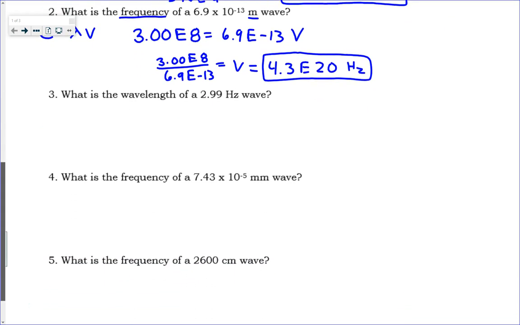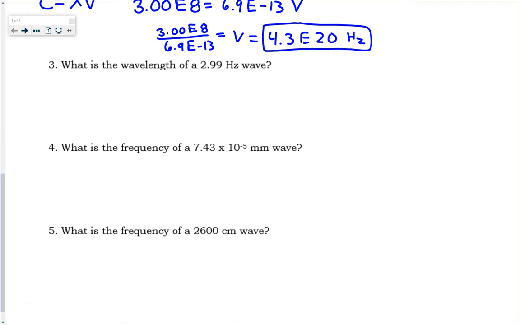Continuing on, problem number 3. Problem number 3 says, what is the wavelength of a 2.99 hertz wave? Again, this doesn't say exactly what variables we're looking at, but it says wavelength for one, and if you're savvy about the units, you know that hertz measures frequency. So this is another one where we have wavelength and frequency. We're going to use that same equation again.